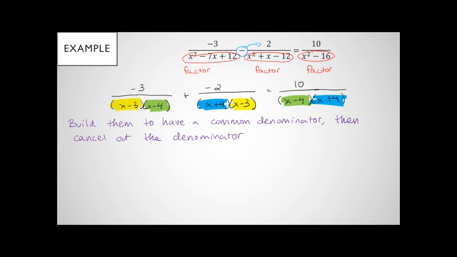So how this would work, the first fraction, I have a yellow and I have a green, but I don't have the blue, the x plus 4. So in order to have them match, I need to have the x plus 4. So I'm going to multiply that. Second fraction has blue and yellow, but not the green. So I need to multiply that one by the green so that it matches. Third fraction has green and blue, but not the yellow. So I need to multiply by the yellow so that it matches.